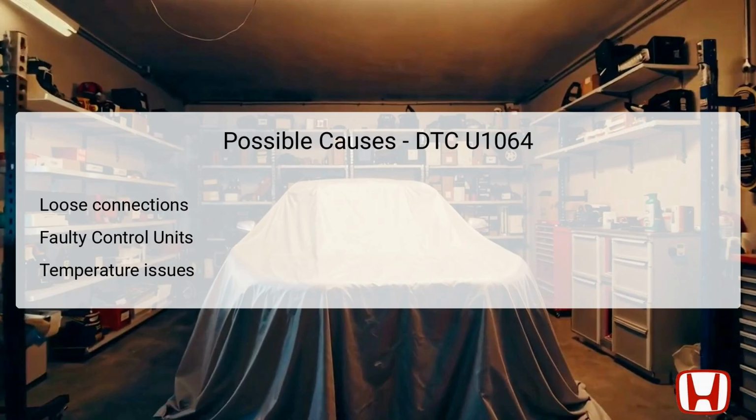Several potential causes can lead to the emergence of DTC U1064. Firstly, loose or poor connections between the seat heater control unit and the climate control unit are often the simplest issues to troubleshoot. Such connection problems can prevent adequate communication between the modules. Secondly, either the seat heater control unit or the climate control unit could be faulty. Failures in these components can disrupt their ability to communicate and function as intended.